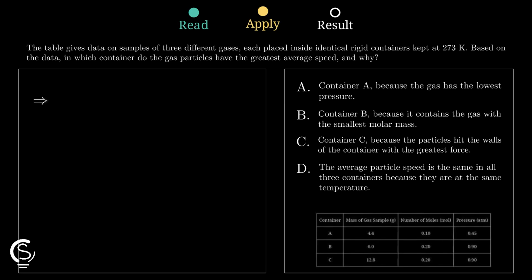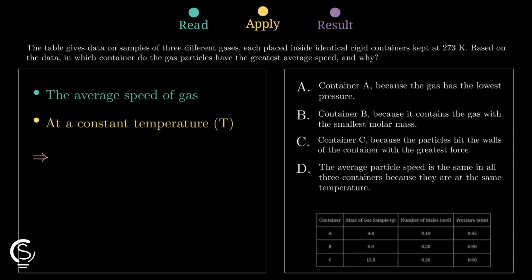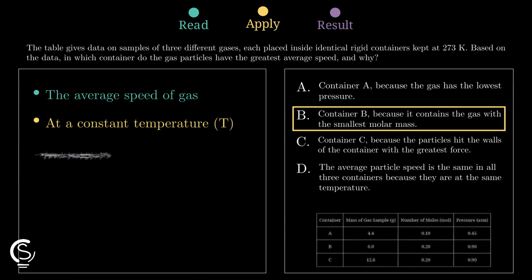We calculate the molar mass for each container by dividing the given mass by the number of moles. Container B has the lowest molar mass among all the 3 samples. Because container B has the lightest particles, they must travel with the greatest average speed. That makes option B our final winner.